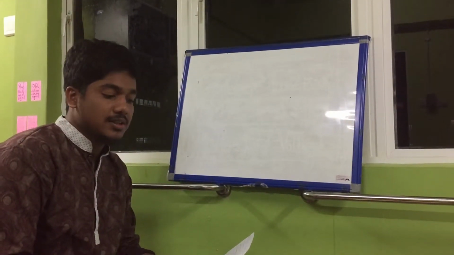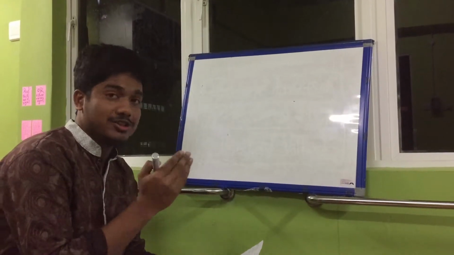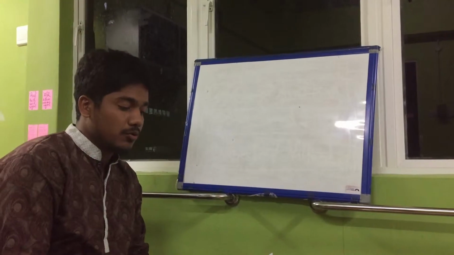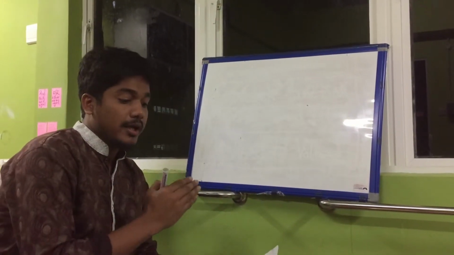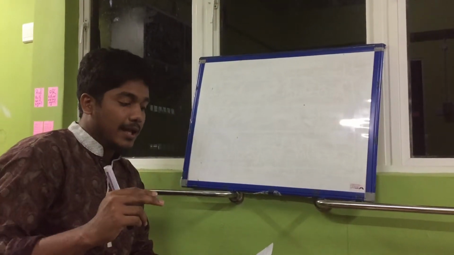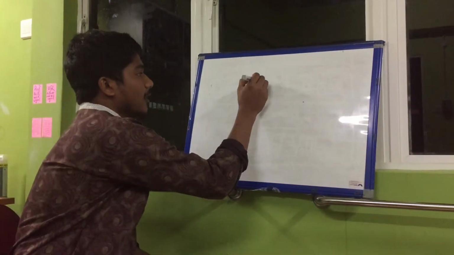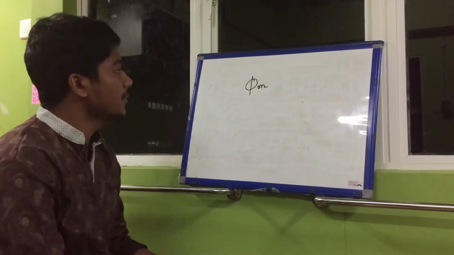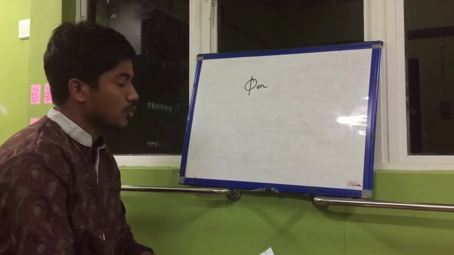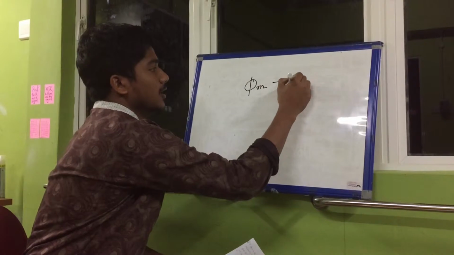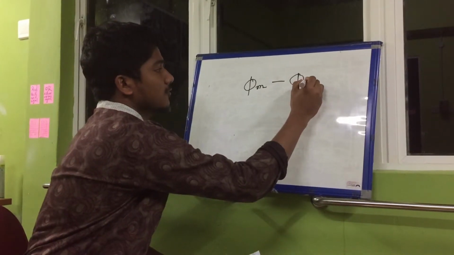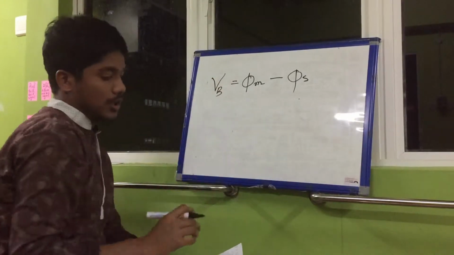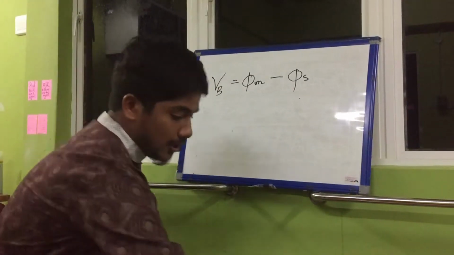If there is no charge present in the oxide or at the oxide-semiconductor interface, then the flat band voltage will be equal to the difference between the gate metal work function phi m, this is the gate metal work function, and the semiconductor work function phi s. That difference is equal to the flat band voltage Vg.